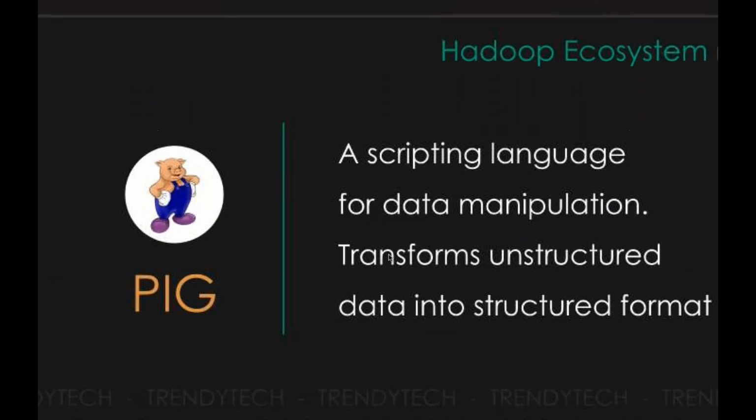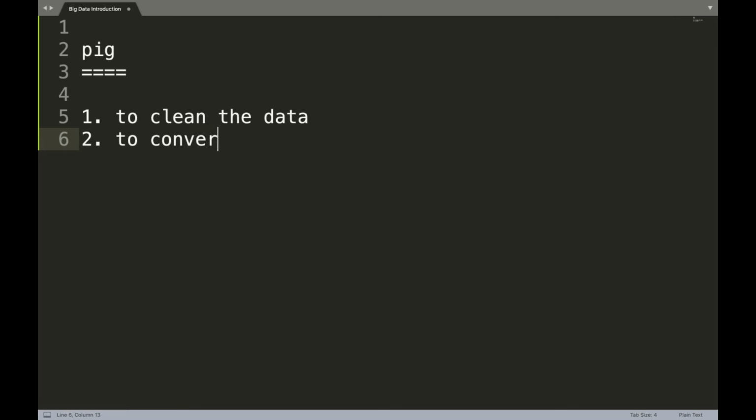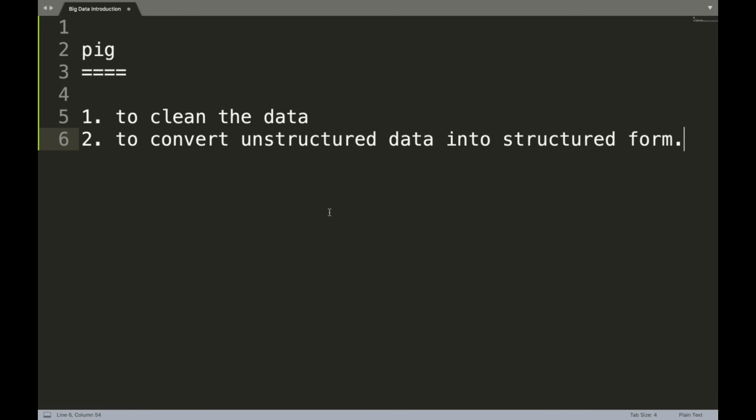So basically, Pig earlier was there to solve two major purposes. The two major purposes that Pig used to solve are, let me just make a note here. So Pig used to solve two purposes. One is to clean the data, and the second purpose for Pig was to convert unstructured data into structured. Even though Pig is not important, I want to give you an idea about what Pig was doing earlier.